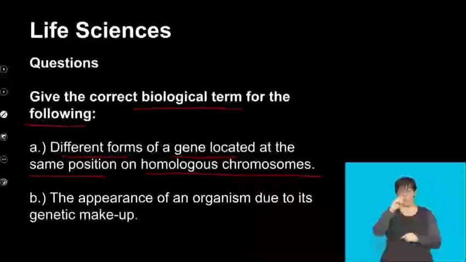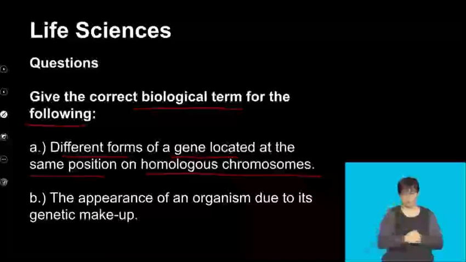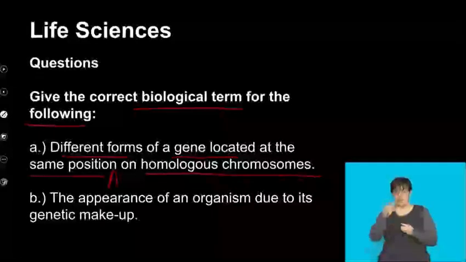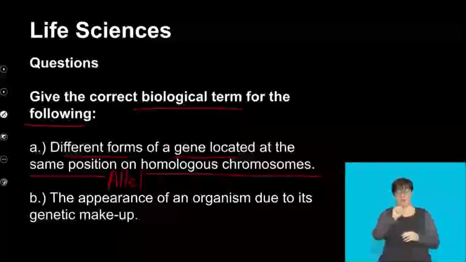Again, it's a lot that we need to take in, but we've got to read every aspect of that. So different forms of a gene located at the same position on a homologous chromosome again refers to the alternative forms, and that concept or term is allele. So that points to alleles.